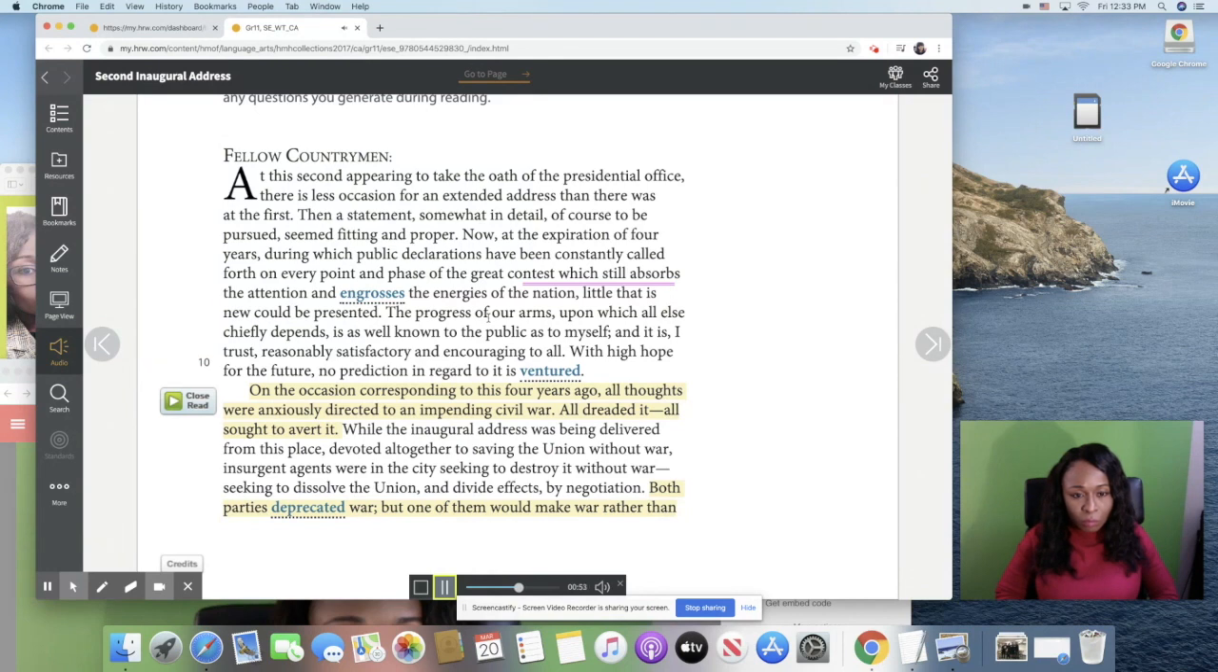With high hope for the future, no prediction in regard to it is ventured. On the occasion corresponding to this 4 years ago, all thoughts were anxiously directed to an impending civil war. All dreaded it. All sought to avert it. While the inaugural address was being delivered from this place, devoted altogether to saving the Union without war, insurgent agents were in the city seeking to destroy it without war, seeking to dissolve the Union and divide effects by negotiation. Both parties deprecated war, but one of them would make war rather than let the nation survive, and the other would accept war rather than let it perish.